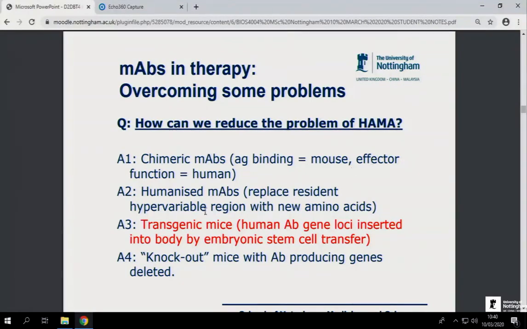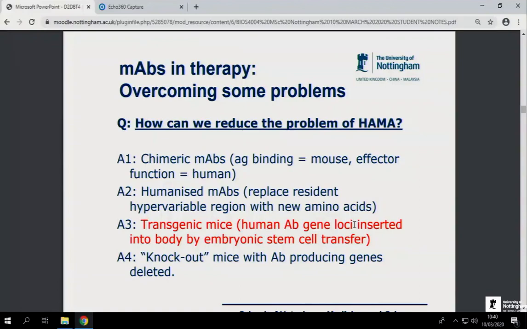Or you can humanize those antibodies, replace the hypervariable region. You know what that is? That's in the Fab region, the hypervariable region, the antigen recognizing site. Replace that with new amino acids, which are human. Or the best way of all is this way, which is transgenic mice, where human antibody gene loci have been inserted into the body of embryonic mice by stem cell transfer.